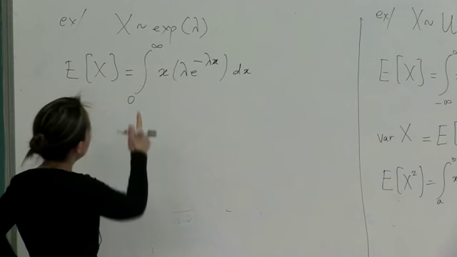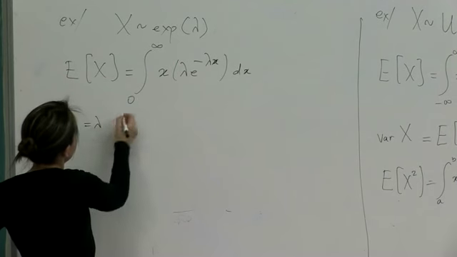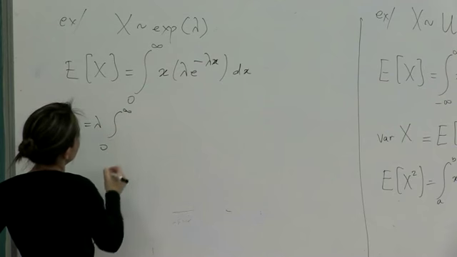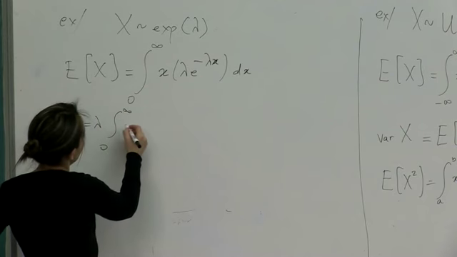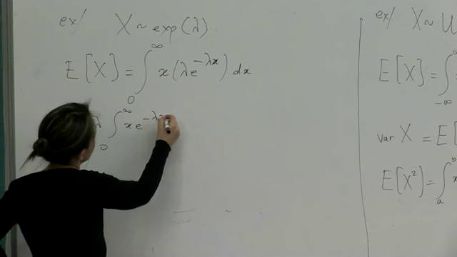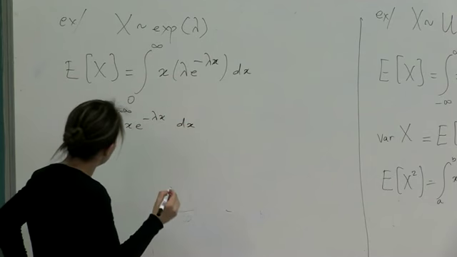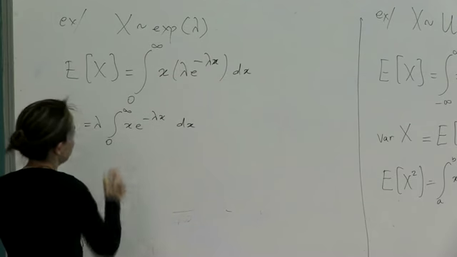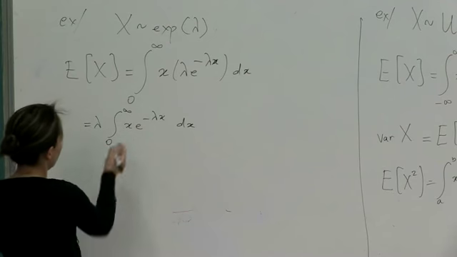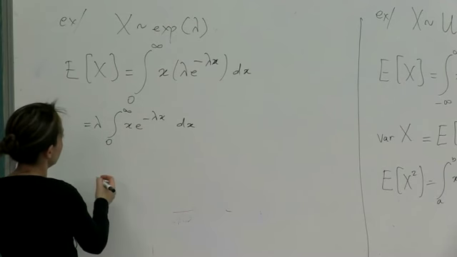Okay, so we need to integrate lambda times the integral from 0 to infinity of x e to the minus lambda x dx. We can do integration by parts, right? Let's quickly do this.